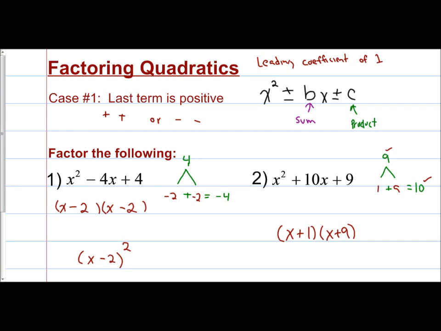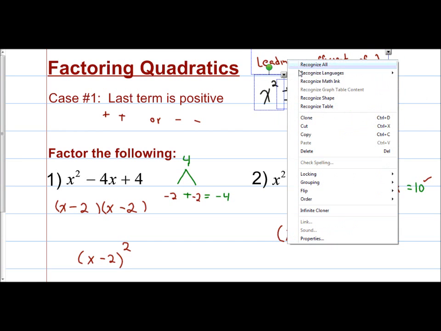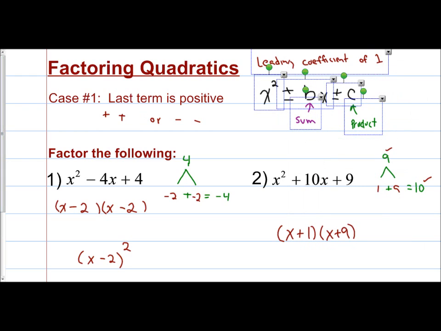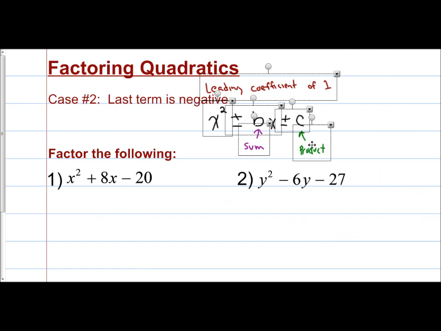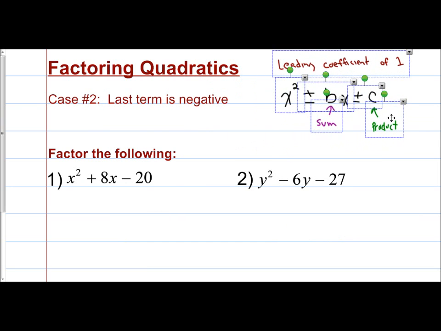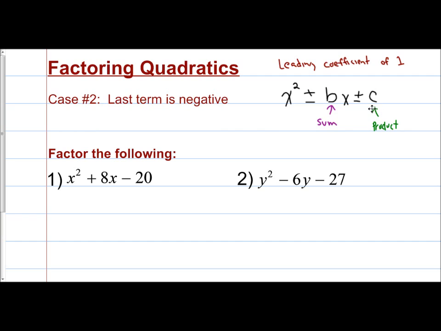And so let's look at case number 2. I'm going to grab this and we're going to move on to the next case where the last term is negative. And so you can ask yourself, if the last term is negative, that means your product is negative. And so what type of numbers have a negative product? A positive times a negative gives you a negative product.